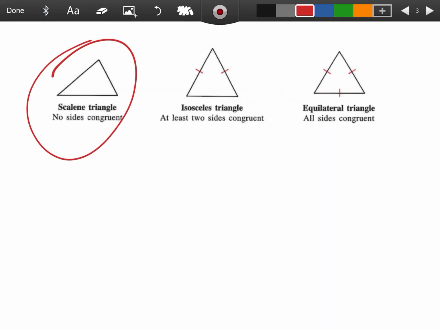And then finally, an equilateral triangle. Equilateral triangles have all three sides congruent. So all equilateral triangles are isosceles triangles as well because they have at least two sides that are congruent. They have three sides that are congruent, and three is at least two.